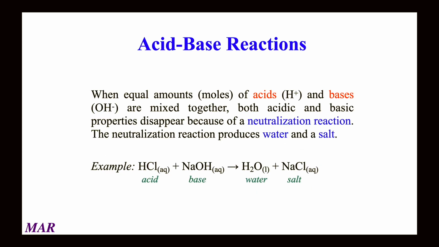Here's the classic acid-base reaction. Hydrochloric acid and sodium hydroxide making water and sodium chloride. Again, acid HCl, H listed first, base sodium hydroxide, a metal hydroxide, water being formed, and in this case, the chemistry salt is table salt. It's sodium chloride, the other product.